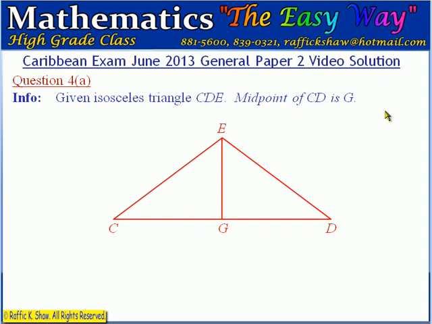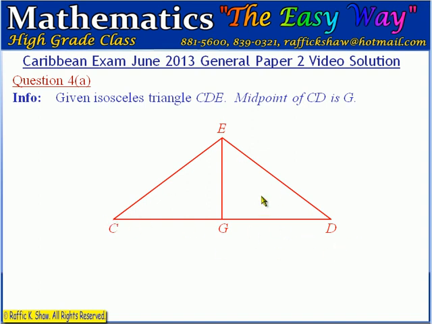We are now at question 4 of this CXC CSEC June 2013 General Paper 2 exam video solutions. In this question 4a, we are given a diagram of an isosceles triangle CDE, and we are told that this point G on the base CD is the midpoint. G is the midpoint of CD.